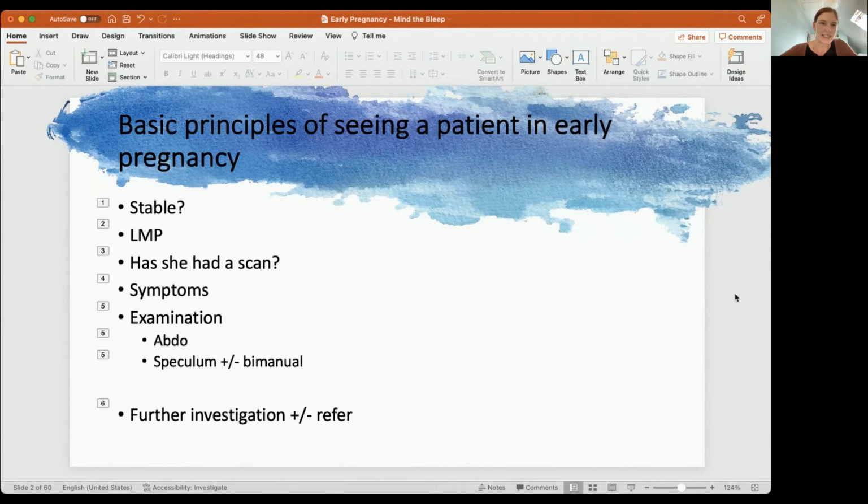Of course, with any history, you're going to ask generally about the symptoms, what she's come with. Examination for someone in early pregnancy is an abdo exam. And depending on where you are, if you're an A&E SHO, you're probably not going to do the speculum and bimanual. But if you're an OBGYN SHO, then you will definitely be doing a speculum and bimanual. And then just thinking about what further investigations we need to do, or if you're in A&E or GP, whether you need to refer the patient to OBGYN.